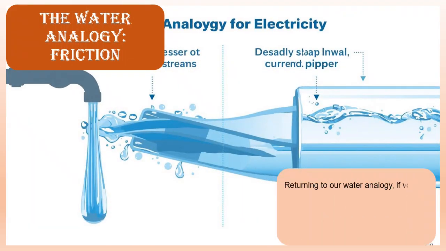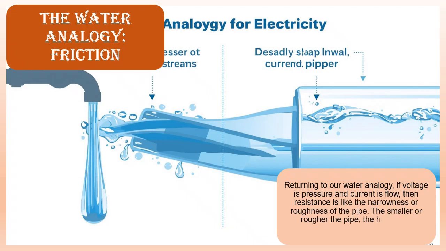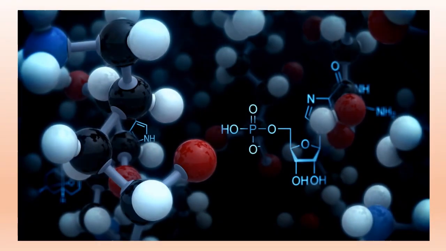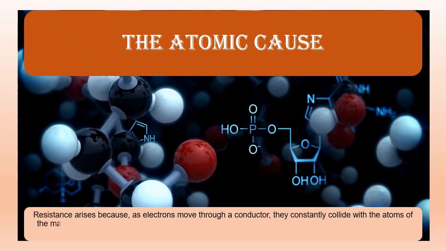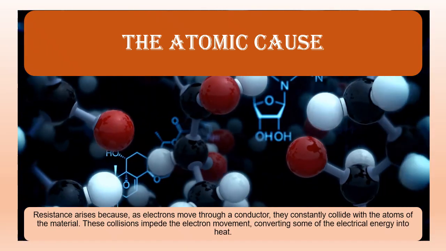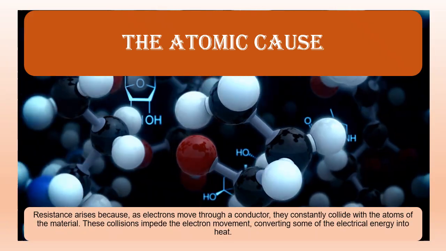Returning to our water analogy, if voltage is pressure and current is flow, then resistance is like the narrowness or roughness of the pipe. The smaller or rougher the pipe, the higher the resistance, and the slower the flow. The atomic cause. Resistance arises because, as electrons move through a conductor, they constantly collide with the atoms of the material. These collisions impede the electron movement, converting some of the electrical energy into heat.